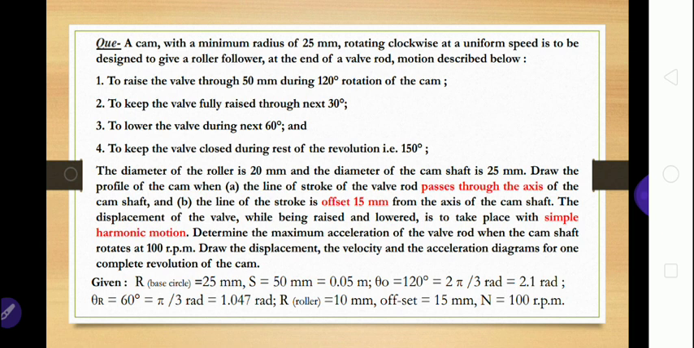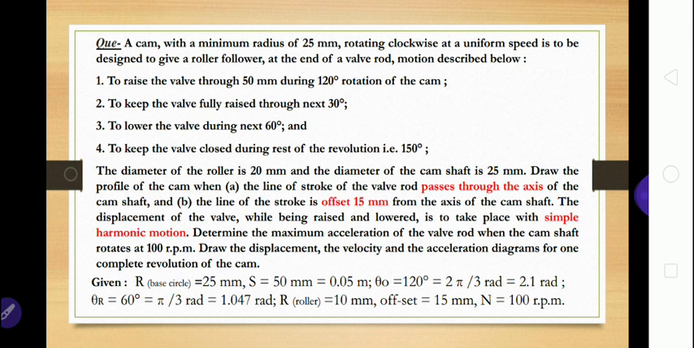So the diameter of roller is 20, that means the radius of roller will be 10 mm, and the diameter of the camshaft is 25 mm. Diameter of the camshaft is given as 25 mm. Draw the cam profile when first the line of stroke of the roller passes through the axis of camshaft, and second the line of stroke of the roller is offset 15 mm from the axis of camshaft.